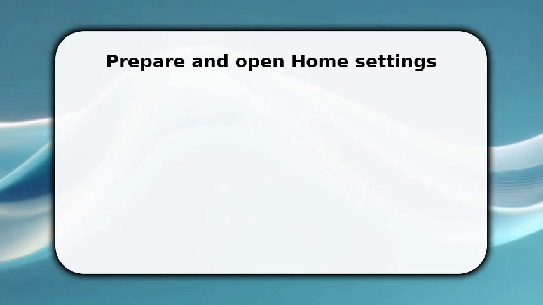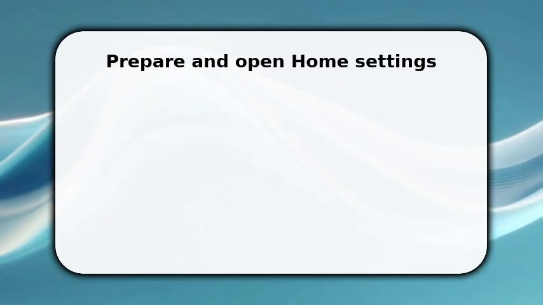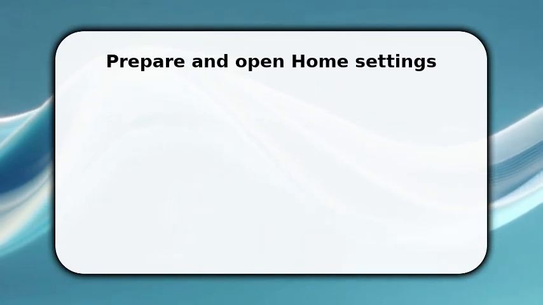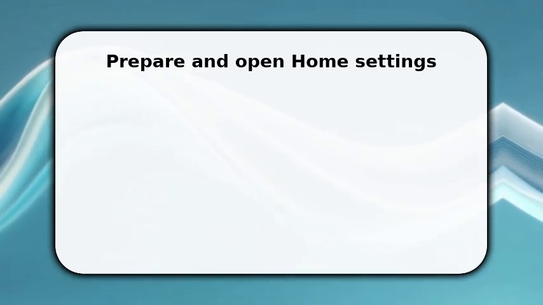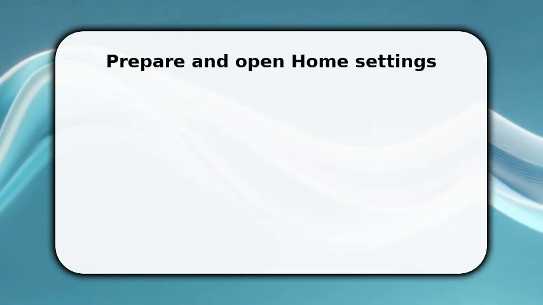You start by ensuring the phone won't shut down mid-change. Plug it in if needed. Long press an empty area on your Realme C11 home screen to open the launcher menu, then choose Home Settings or Widgets depending on your skin version.